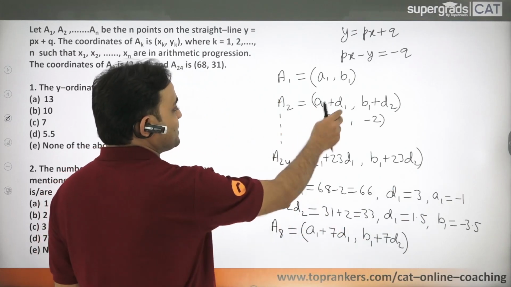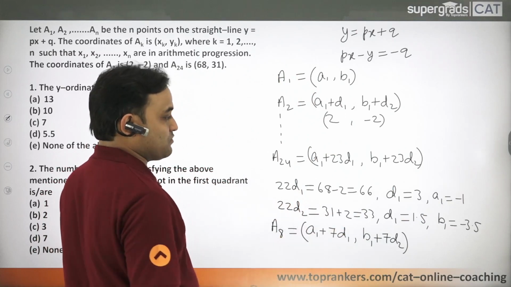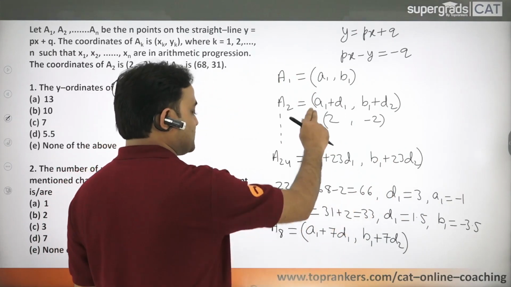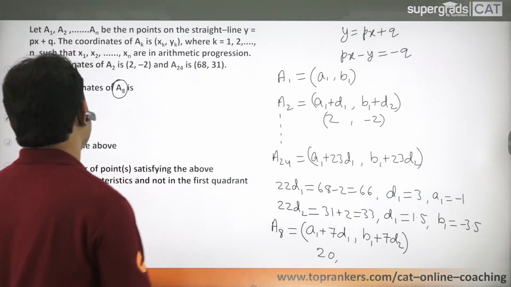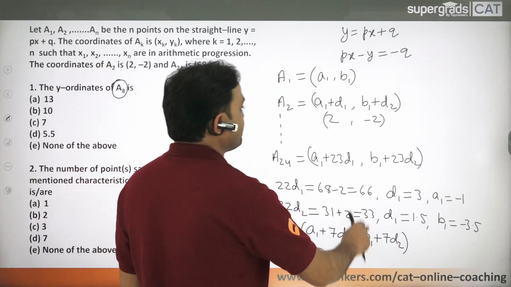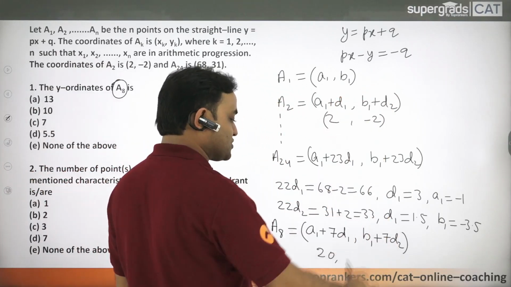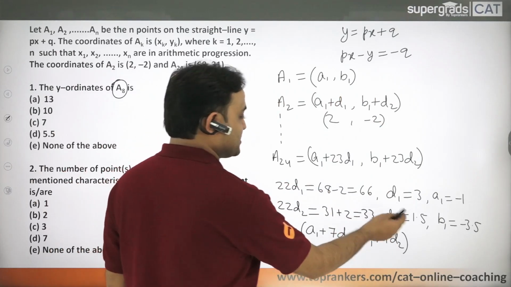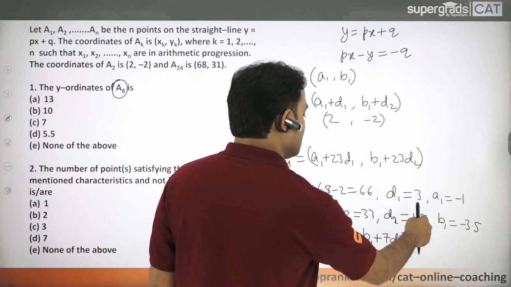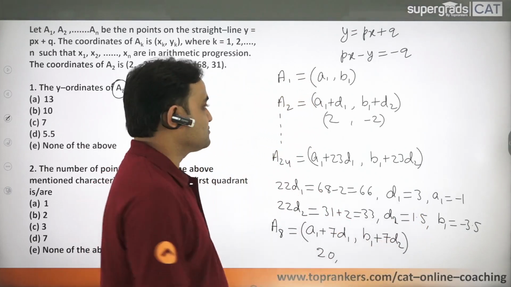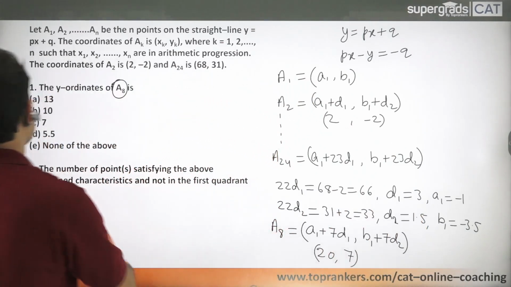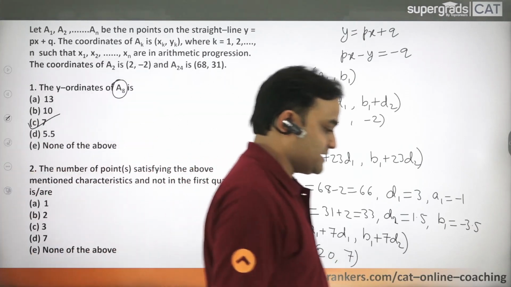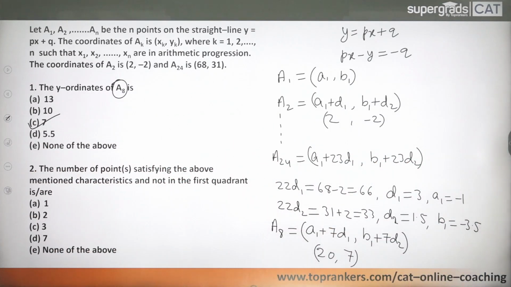I have just found those values in case they are required, you can find those also, but that is not required here. So A1 plus D1 is 2. We need to add 6D1 and D1 is 3. So 18 plus 2, this will become 20, right? And what is the y coordinate? B1 plus D2 is equal to minus 2. We need to add 6D2, which is 1.5 times 6, that is 9. So minus 2 plus 9, this will become 7. So our answer is that the y coordinate of A8 is nothing but 7. We also got the x coordinate, which is not required.